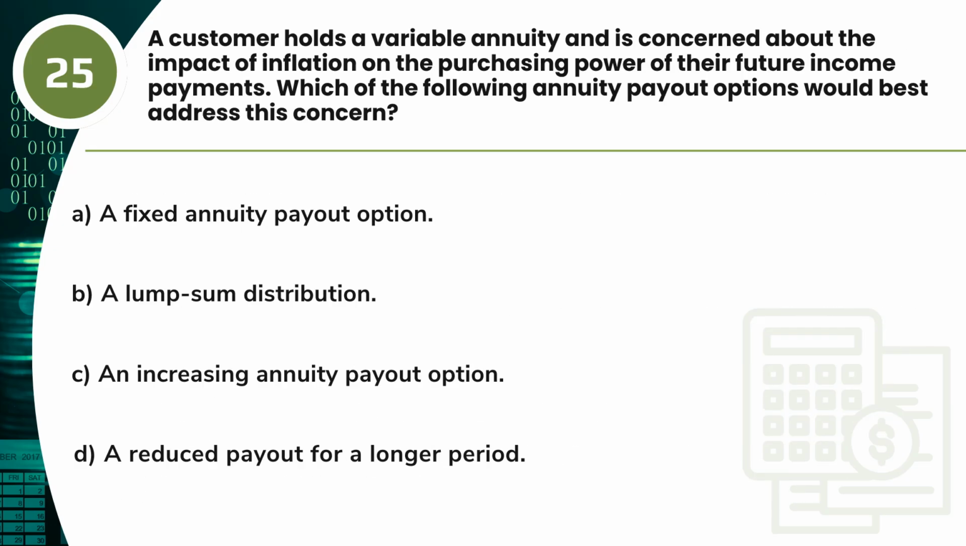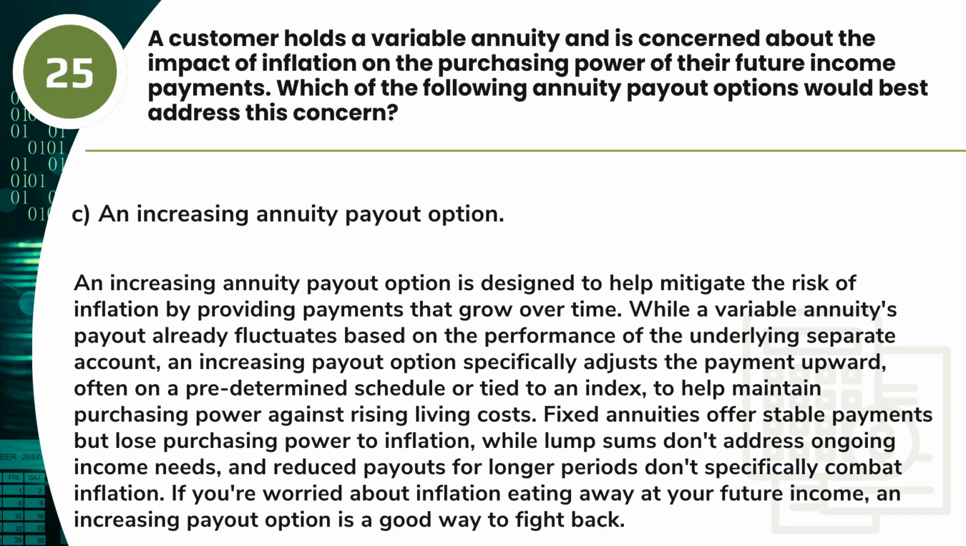Question 25. A customer holds a variable annuity and is concerned about the impact of inflation on the purchasing power of their future income payments. Which of the following annuity payout options would best address this concern? A. A fixed annuity payout option. B. A lump sum distribution. C. An increasing annuity payout option. D. A reduced payout for a longer period. Answer C. An increasing annuity payout option.